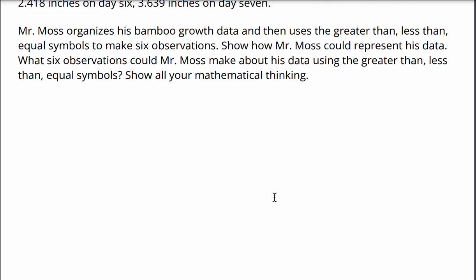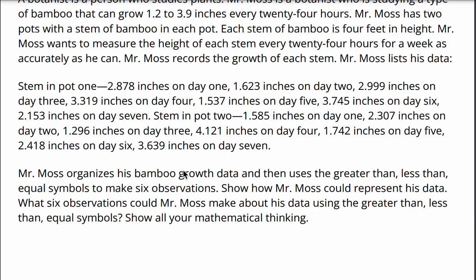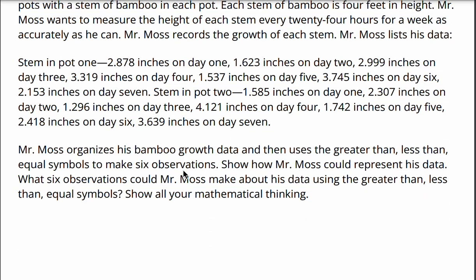So what I would do first is I would come down here to the bottom and I would split my paper in half. I have stem 1 and stem 2 of bamboo. That way I have my data organized into each individual plant. Then it says that he measures it every day, and when I come to this data here, I notice that stem 1 goes all the way to 7 days.